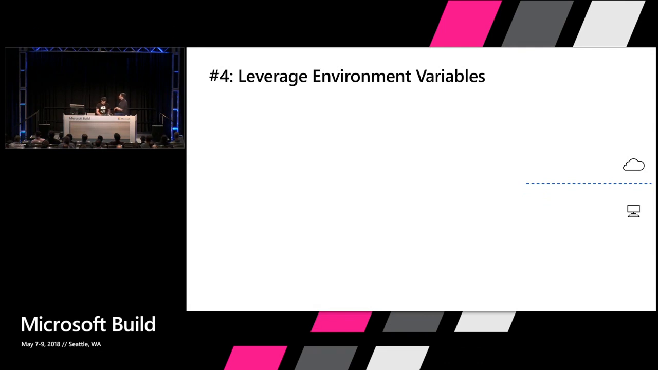So environment variables, if you're not familiar, these are variables specific to a specific environment. If I have my local development, it's very possible that there are some settings I want to be different than in my cloud environment. I think the most basic example of this for a functions user would be a storage account. I might have the Azure storage emulator running on my laptop.